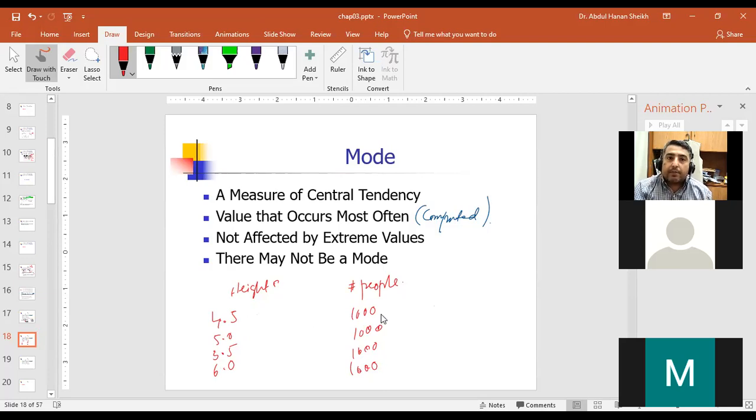Mode is where the number of occurrences is higher, where a value occurs frequently. Okay? So this is data in, let's say, town 1, and for example we have the number of people in town 2. The data there is something like this.